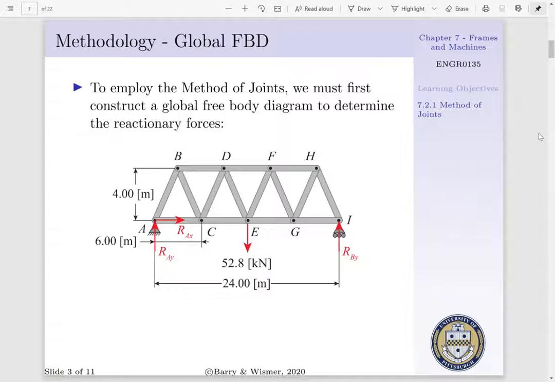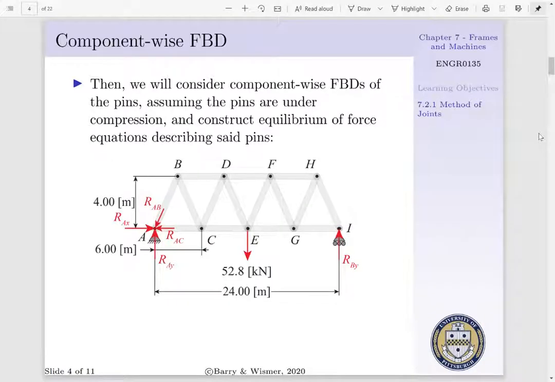and RBY. Then we will consider component-wise free body diagrams of each pin, and we will assume each pin is under compression, and we'll construct equilibrium of force equations describing said pins. For instance, if we look at pin A, we'd have RAX and RAY provided from our global free body diagram, then we'd have RAB, which is a compressive force exerted by member AB onto our pin, and RAC, which is a compressive force exerted by member AC onto pin A.